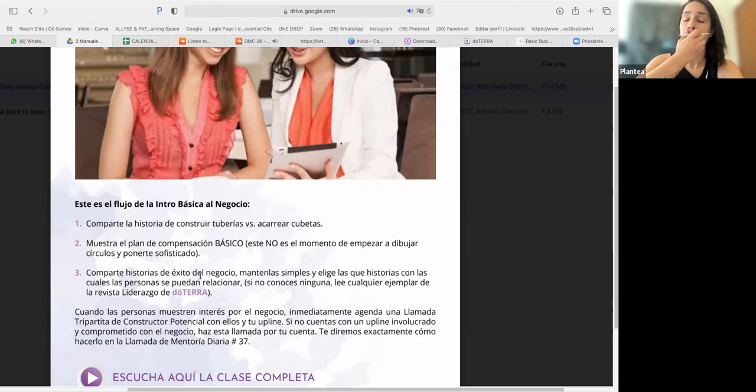Número 2, vas a mostrar un plan de compensación muy, muy básico. Este definitivamente no es el momento de ponernos todos sofisticados con circulitos, no vamos a estar dibujando círculos ni mostrando el poder de tres ni nada así. Eso sí asustaría a la gente en este momento. Vamos a hacer algo súper simple, súper básico, súper sencillo. Y a Liz le gusta usar la guía Comparte de dōTERRA, la guía que está en Estados Unidos, donde vienen estos datos de los cuales vamos a hablar ahorita.